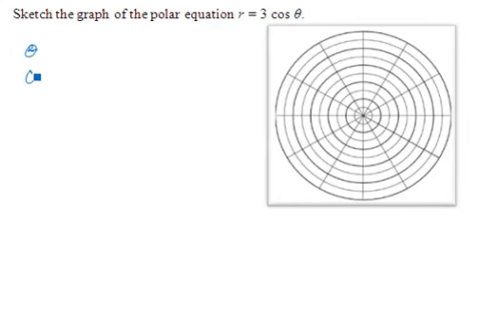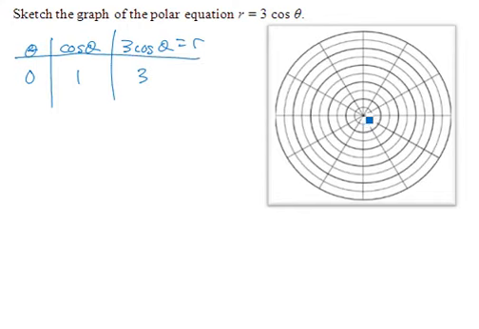If theta is equal to 0, then cosine of theta is equal to 1, and 3 cosine of theta will equal 3, and that will give us the radius for the graph at an angle of 0 radians. So if we go in the 0 radian direction, we have to go out 3 units, and we'll use every other circle as 1 unit here. So there's a point on our graph.